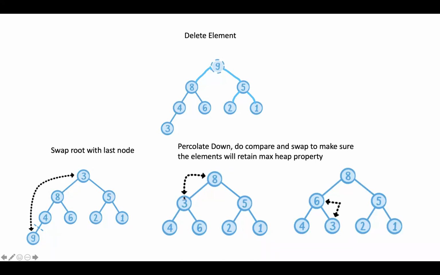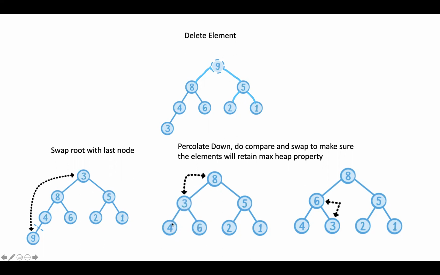So after swapping, the values will look like this. We also have to consider, among these two elements, which node to swap with. We swap with the biggest node, so that the biggest node comes to the top and 3 comes here. Now 3 has reached this position. Again, this violates the max heap property, so we have to swap with the max element among these three entries: 3, 4, and 6.